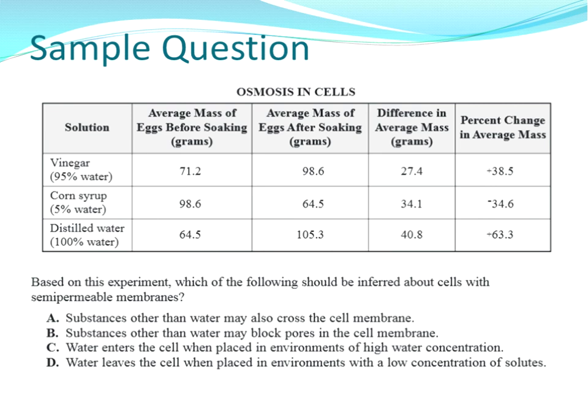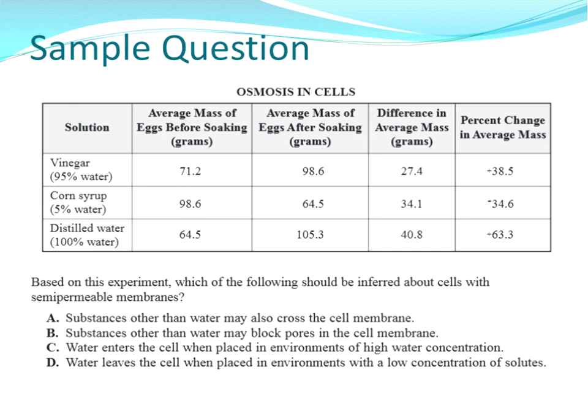It looks like we're struggling a little bit with this. We got some A's and some C's so far. So let's look. We're looking at osmosis in cells. That just means water moving in and out of cells. So the mass of eggs before soaking is 71, 98, 64. Average of mass of eggs after soaking, that means water went into vinegar, which is 95% water. Water went out of corn syrup, which is only 5% water. And then water went into distilled water. So, looks like that's kind of making sense.